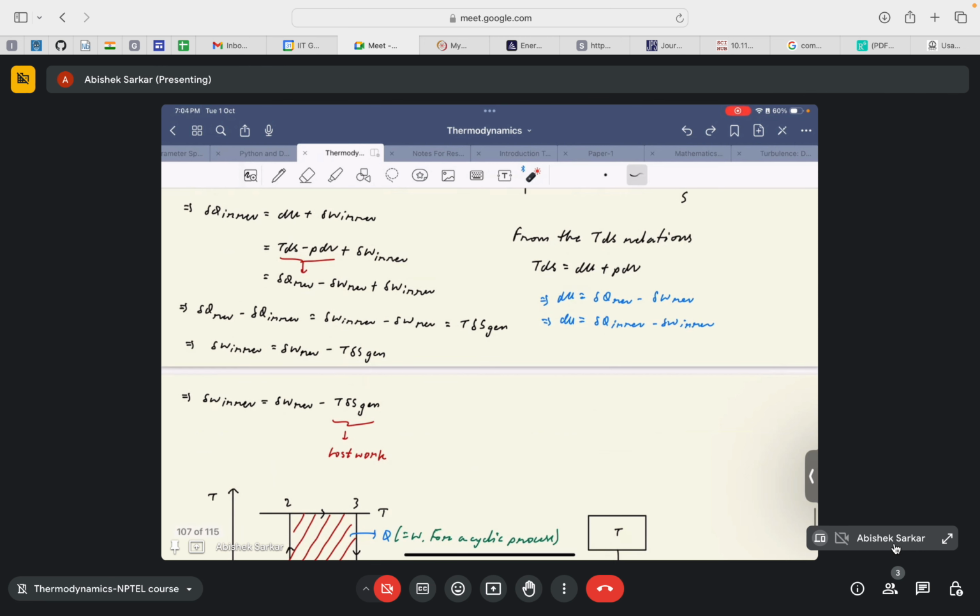Okay. So from this equation, we have that delta Q irreversible. We are right now discussing the entropy generation term. So I'm just discussing the derivation done by Professor Anand in the lectures.